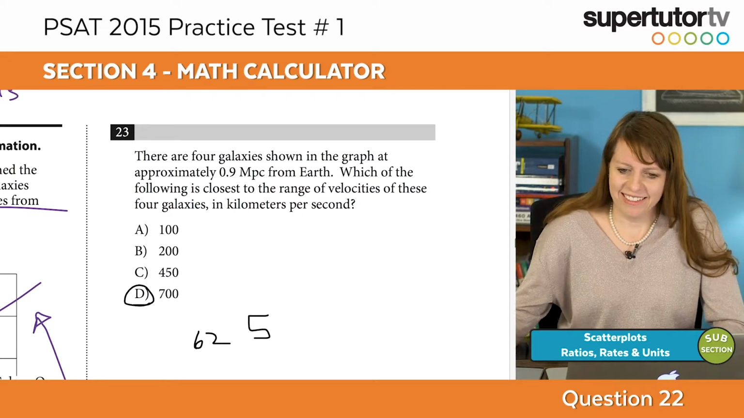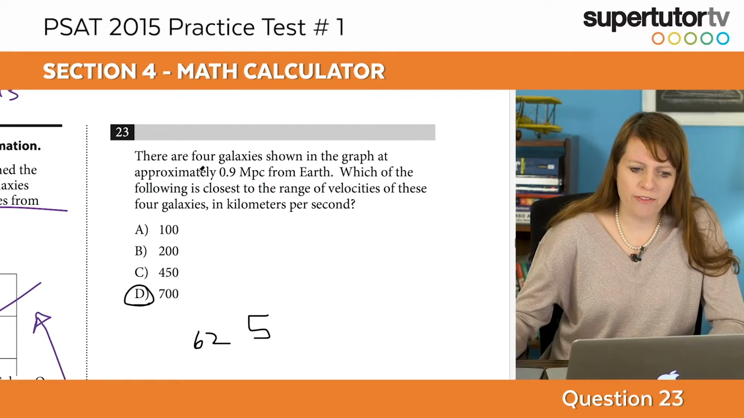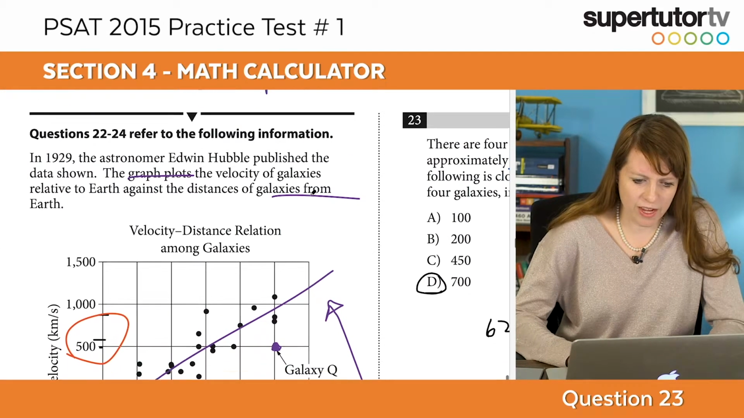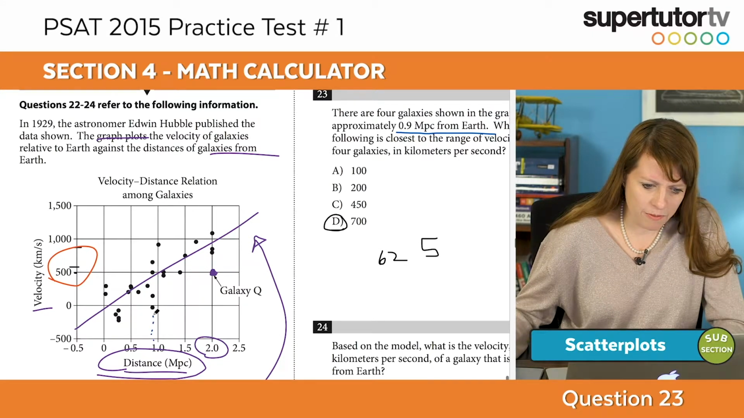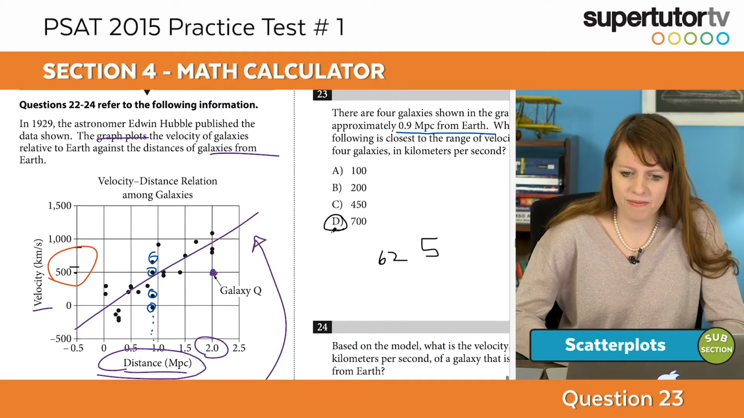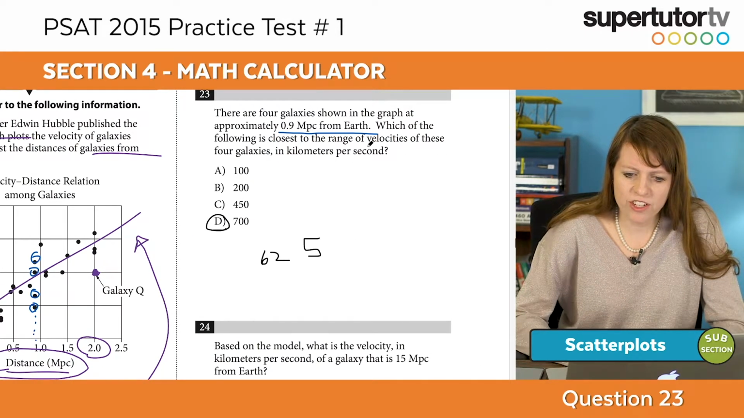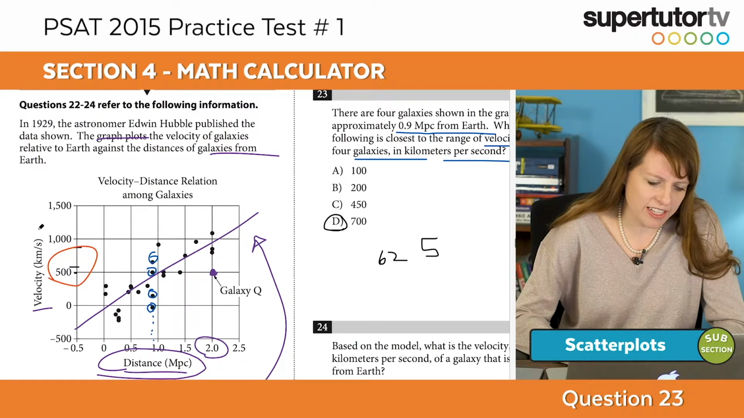with dimensional analysis. Question 23: there are 4 galaxies shown in the graph at approximately 0.9 MPC from Earth. The first thing I'm going to do is go look for those. I like to take these one little piece at a time. 0.9 MPC from Earth means it's here. Boom, boom, boom. Look, 1, 2, 3, 4. Found them. Which of the following is closest to the range of velocities of these 4 galaxies in kilometers per second? So I want the range of velocities in kilometers per second.